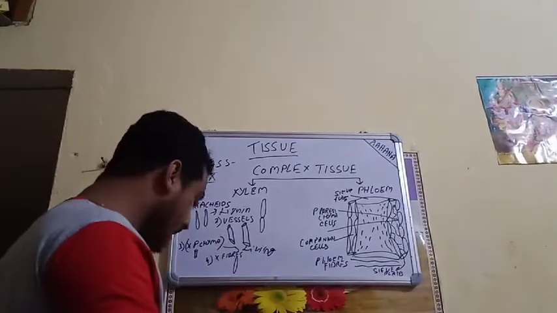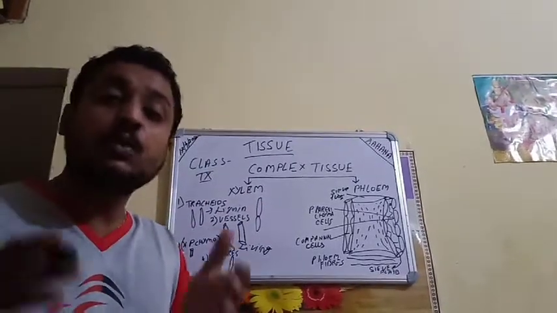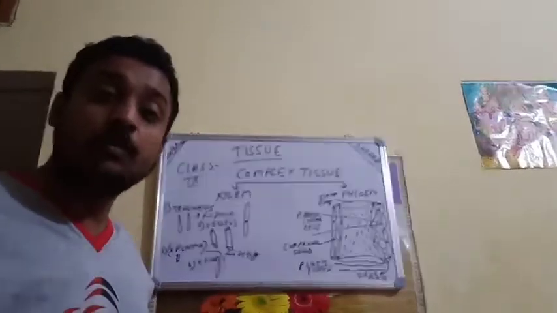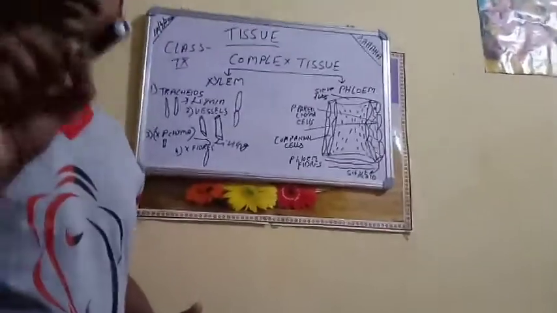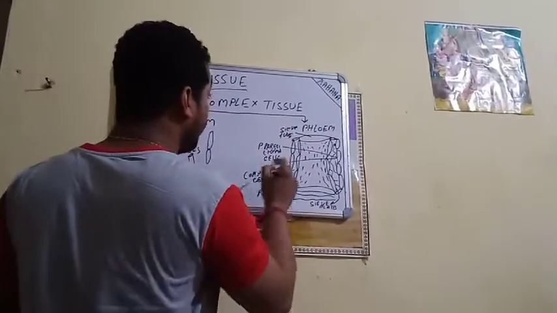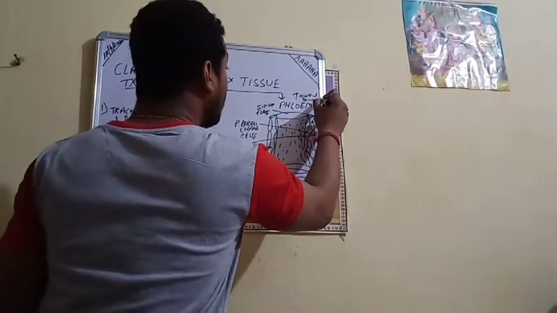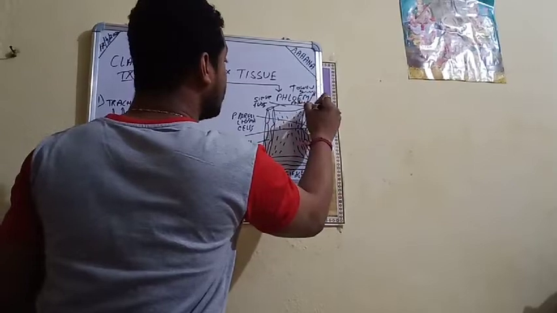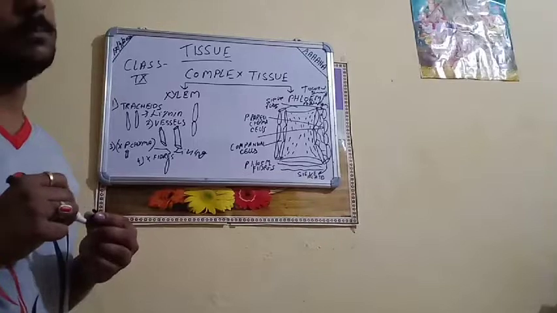When we are talking about xylem, the xylem will conduct the water and minerals only from the roots to the upper part of the plant. But phloem will conduct the food from the bottom to the top, and from top to bottom also, wherever it is required by the plant. Means phloem has a bidirectional flow, towards gravity as well as against gravity.